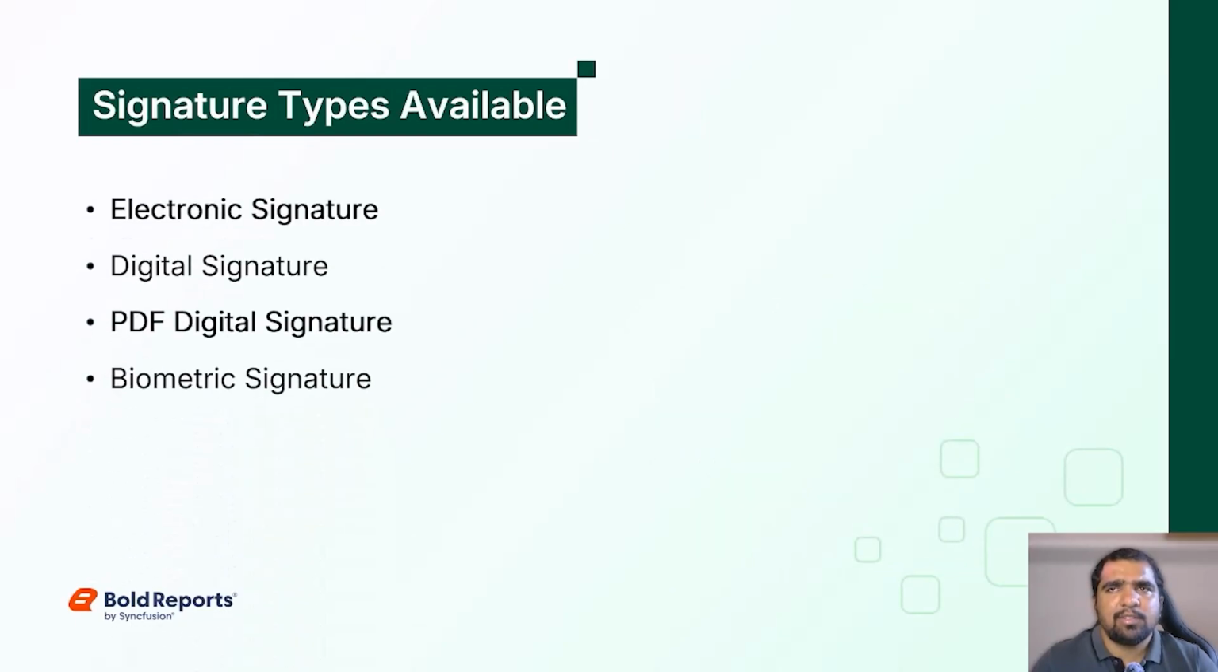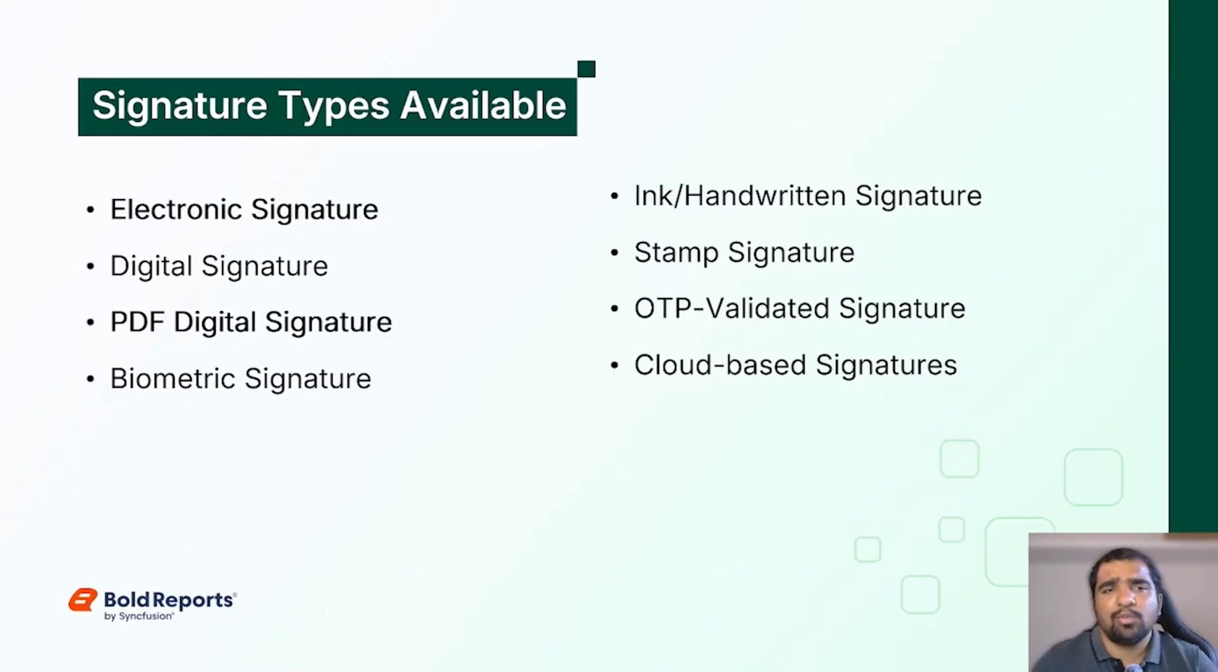There are many types of signatures used today, from simple electronic signatures to advanced cloud-based signatures with OTP validated signatures. Not all signatures provide the same level of security and legal strength. Understanding the difference is key to choosing the right one for your workflows.